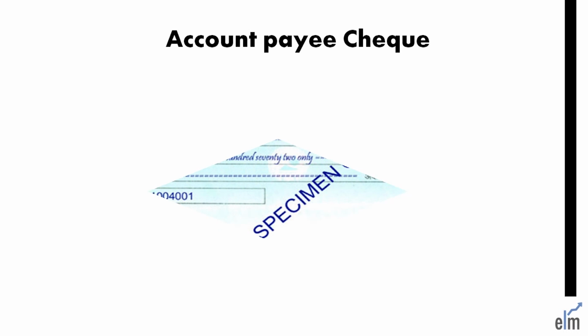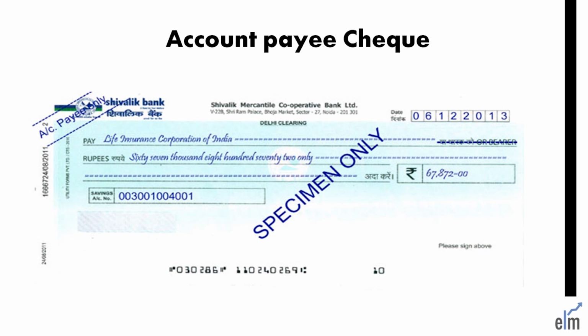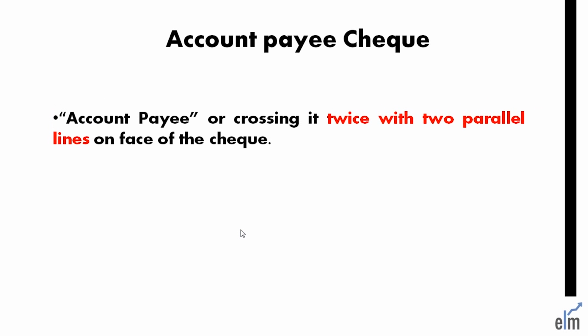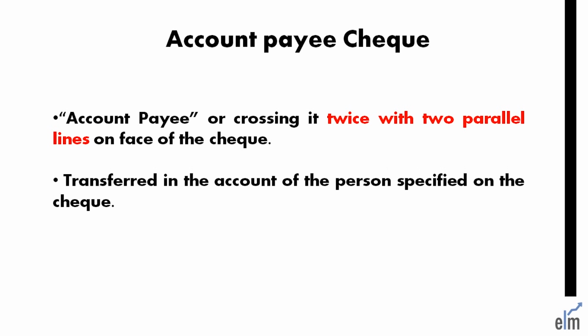Next we have an account payee check. As you can see on the screen, in case of an account payee check, you need to write the term account payee. This term account payee should be written by crossing it twice with 2 parallel lines. This check can be transferred into the account of the person specified on the check and hence is the safest type of check.